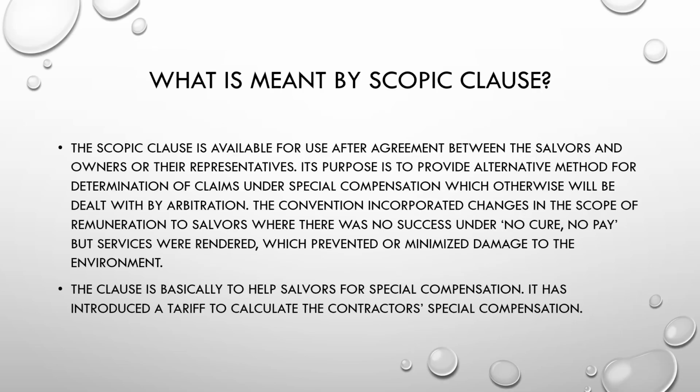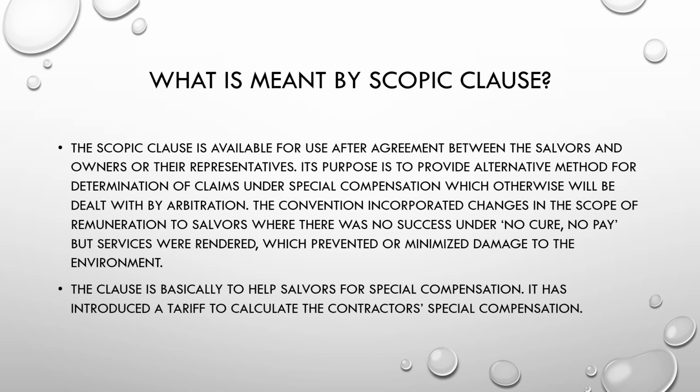So what is meant by the Scopic clause? The Scopic clause is actually available for use after agreement between the salvors and the owners or their representatives. The purpose of this clause is to provide an alternative method for determination of claims under special compensation, which otherwise will be dealt with by arbitration.